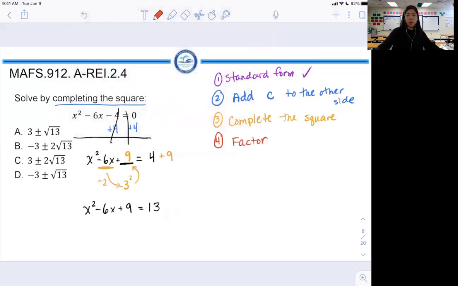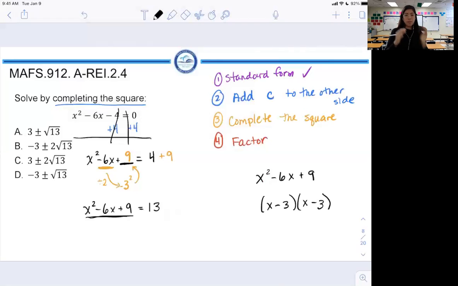Okay, step 4 is to factor. So now I have this trinomial. I'm going to factor that trinomial, and I'll just write this on the right-hand side. You don't have to do this part, but I want to show you. If I wanted to factor this, what are my magic numbers that add up to -6 and multiply to make 9? -3 and -3, right? But anytime you're multiplying two of the same thing, like if I multiply something by itself, what is that called?